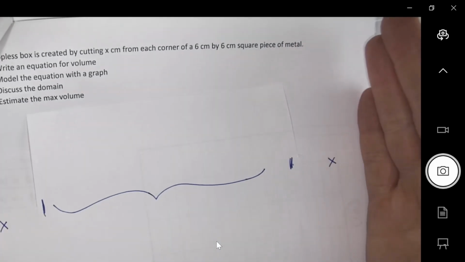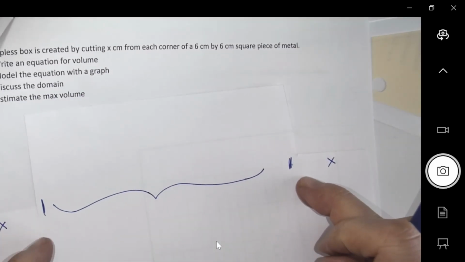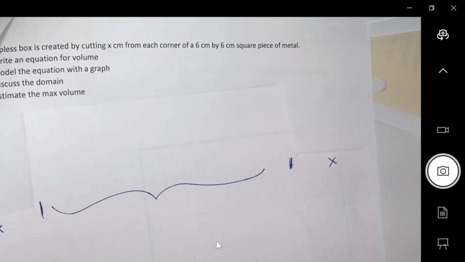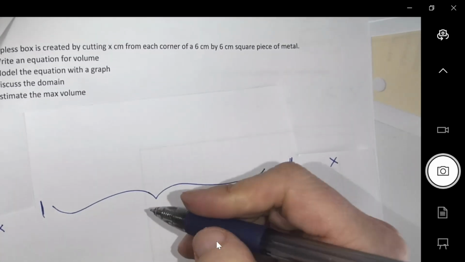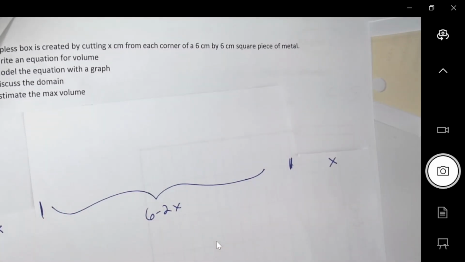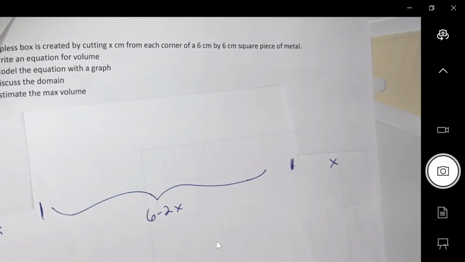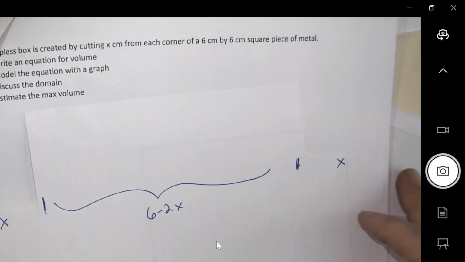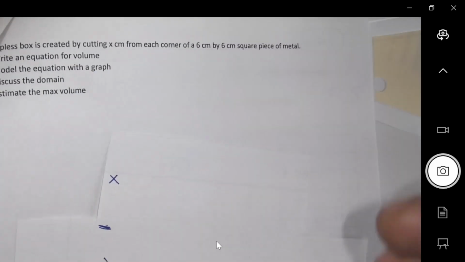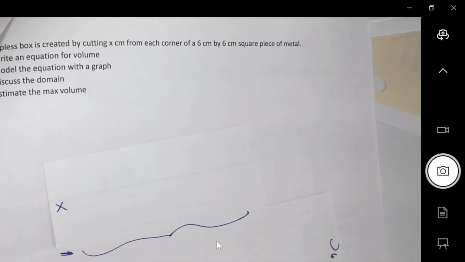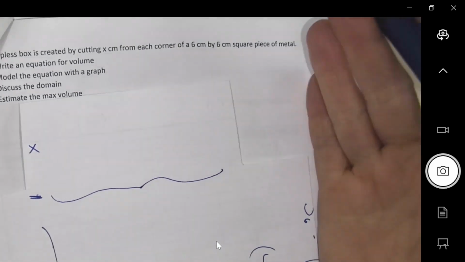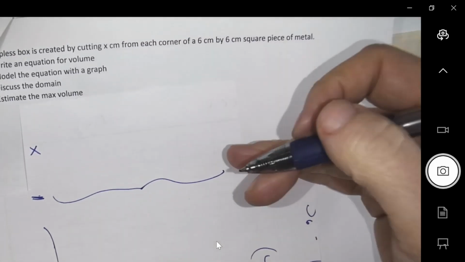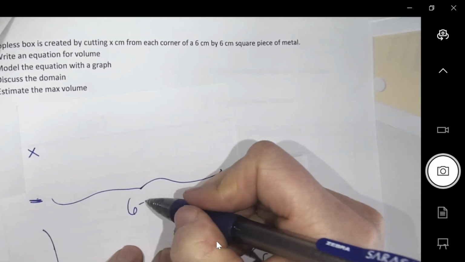The whole side was 6, and then I cut off x, and I cut off x. How do you represent that with math? 6 minus 2x. Yep. Does that make sense? I was 6, and then I took away x and another x. Same on this side. If we started with 6, we cut off an x there and an x there.